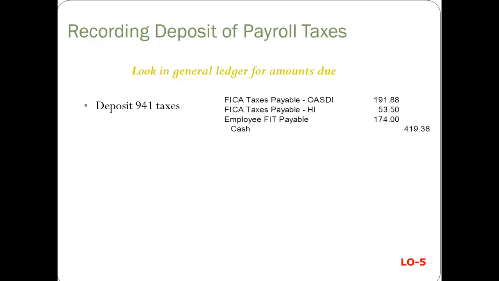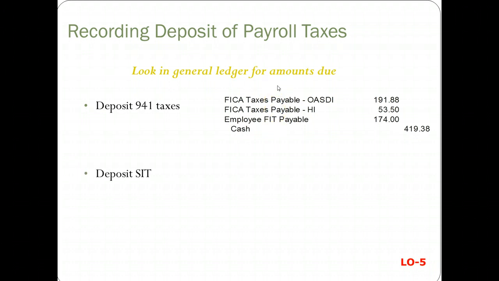Next one, recording the deposit of payroll taxes. So you're going to look in the general ledger for the amounts that are due, because you would have already written this down, and then what was supposed to be paid in. And now you're actually going to deposit the 941 taxes. And so you're basically paying off these liabilities that were created, and you're going to credit cash. Again, you're probably writing a check or doing an electronic funds transfer, but either way you would credit cash. That's why you have to look in the general ledger, because you would have already accrued these liabilities and now you're paying them off.